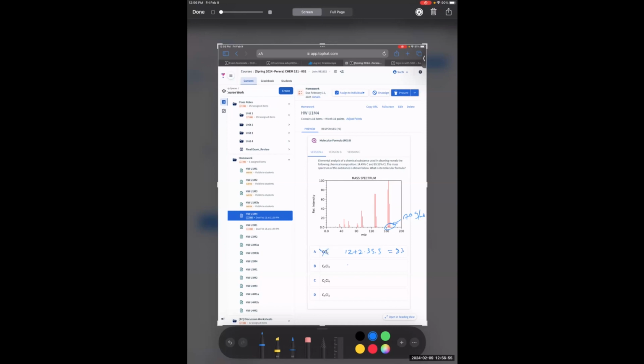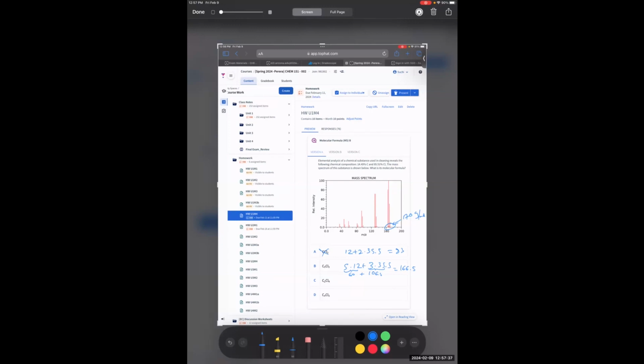Okay, next one. So we have 5 times 12 plus 3 times 35.5. Okay, it's getting complicated, but that's okay. So 5 times 12 is 60. 3 times 35.5 is 106.5, I believe. 106.5 plus 60 is 166.5. This is pretty close, but let's check the other ones as well.